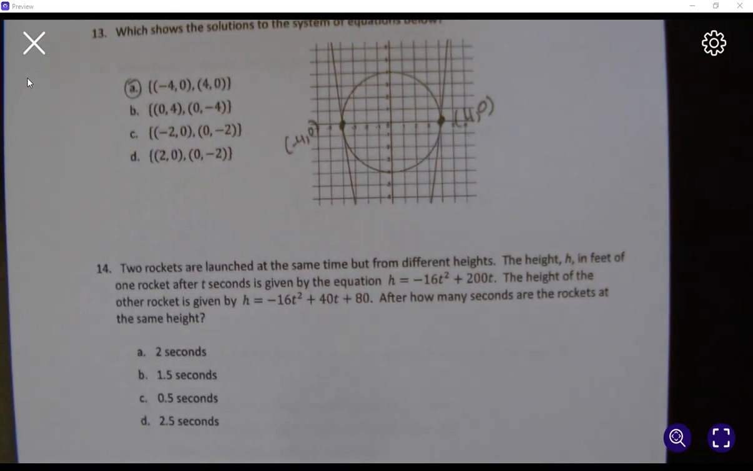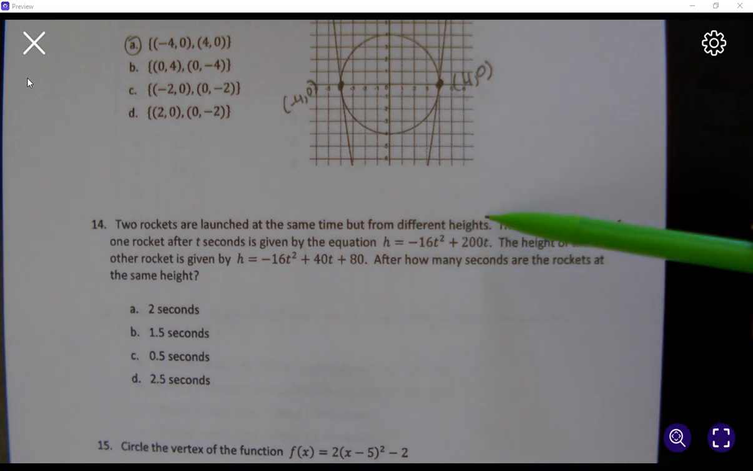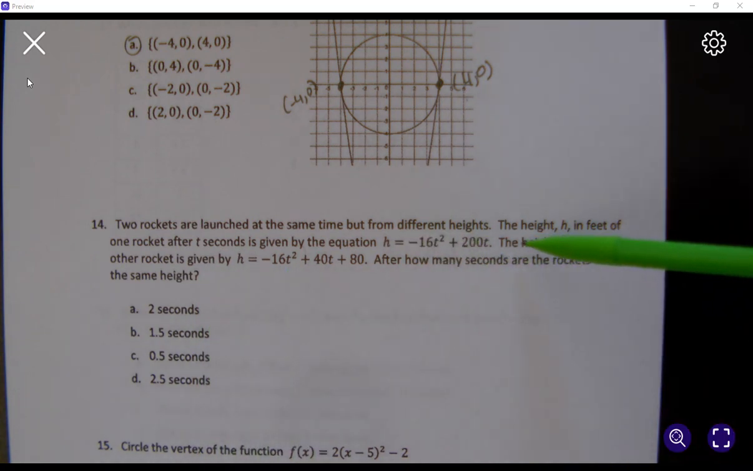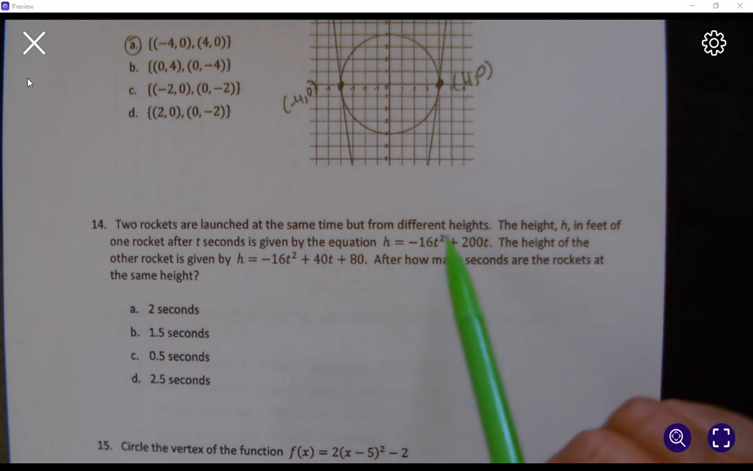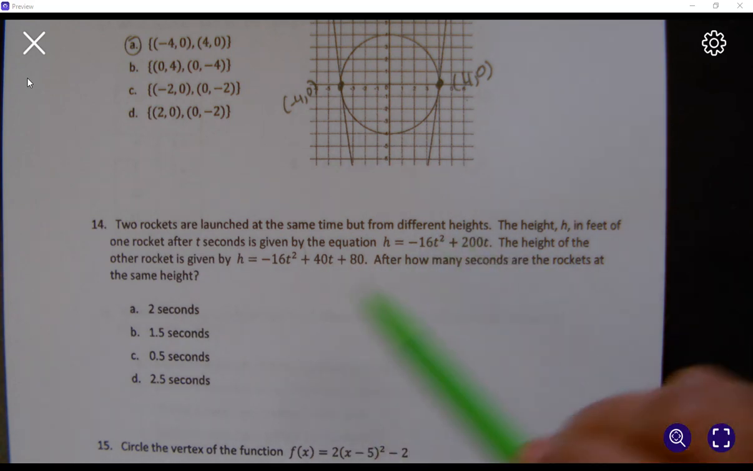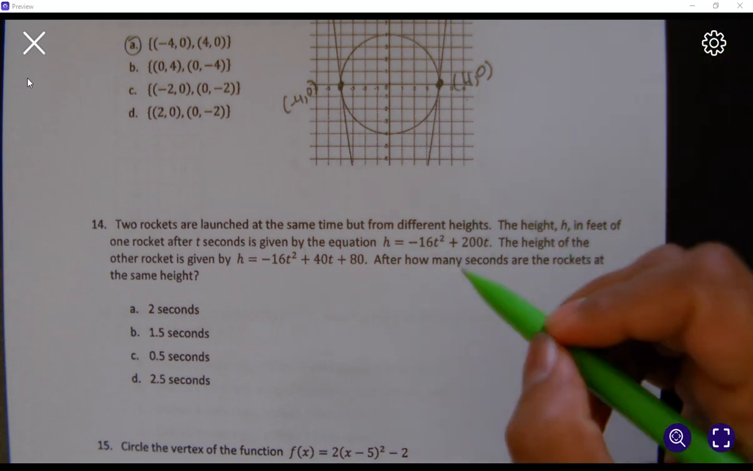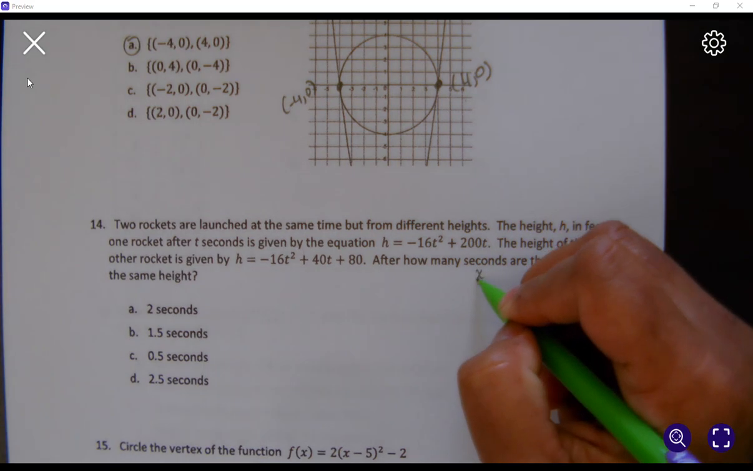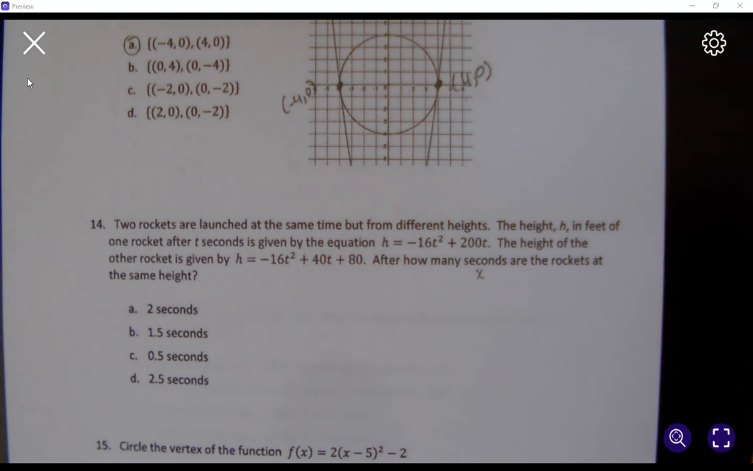Number 14 says, 2 rockets are launched at the same time but at different heights. The height h in feet of one rocket after t seconds is given by this equation. The height of this other rocket is given by this equation. So I think we have to do a system of equations here since we have 2 equations. After how many seconds? So remember, seconds means t for the time. So this is basically your x. Are the rockets at the same height? So where do they cross each other?